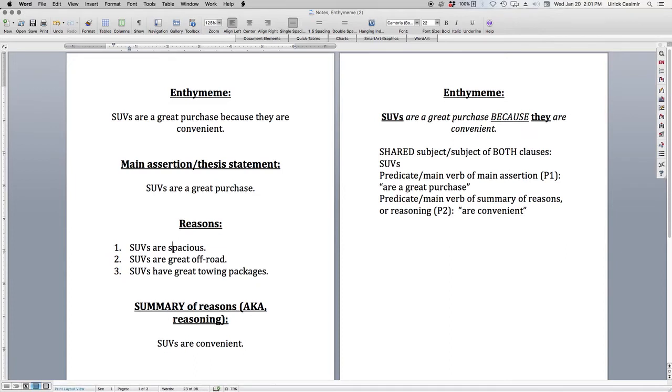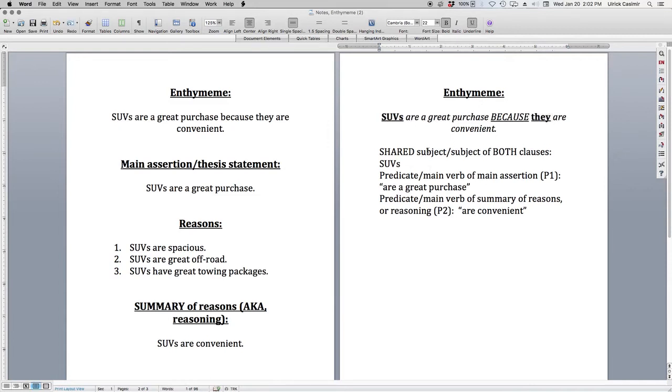Here, I've done some work for you. I've highlighted different parts of this enthymeme. Here's a subject. You see the subject here is in both bold and underlined, and you see that it's repeated here. They is a pronoun referring back to SUVs. SUVs and they are basically the same thing. If you were to replace this they with SUVs, you would see immediately what I'm talking about. So for that second instance of the subject, you can use a pronoun that works like they.